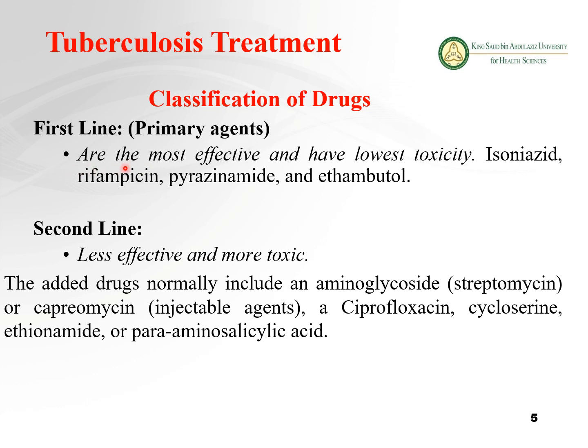So that's why we have to use a combination of drugs in order to decrease the resistance and the side effects of these drugs. That's why we have first-line drugs, which are considered to be the most effective and have the lowest toxicity. These include isoniazid, rifampicin, pyrazinamide, and ethambutol. So these are the 4 drugs in the first-line treatment.